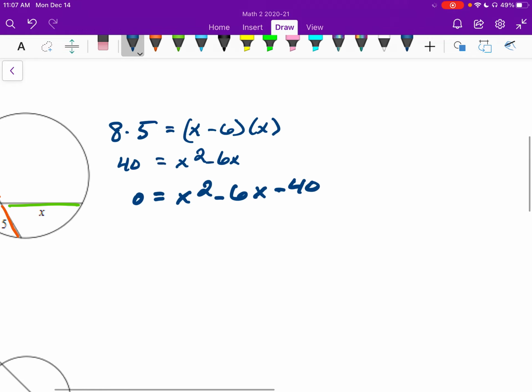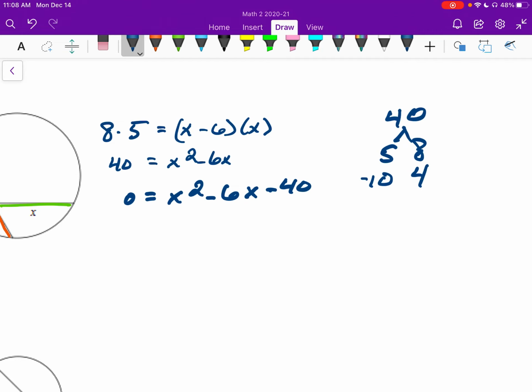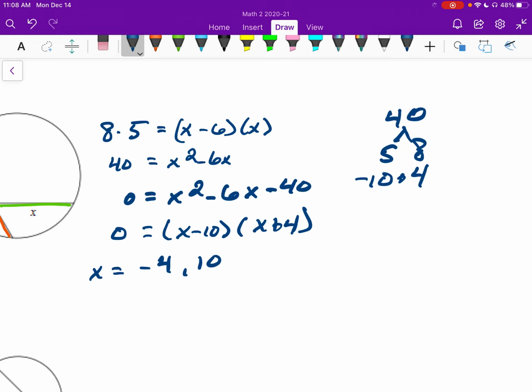And then I'd really like to factor this. So I'm going to try to factor it. I'll say, well, what can I split 40 up into that will end up giving me a 6? We have 5 and 8. We could split that up into that. We could say 10 and 4. Now, 10 and 4 would give me 6, 10 minus 4, or in this case, I think we're going to do negative 10 and positive 4. So we're going to have x minus 10 and x plus 4. This means that x equals negative 4 or 10. Well, since we're talking about distances, negative 4 doesn't really make sense, so x is 10.